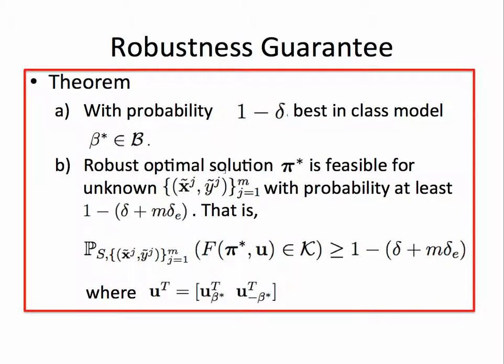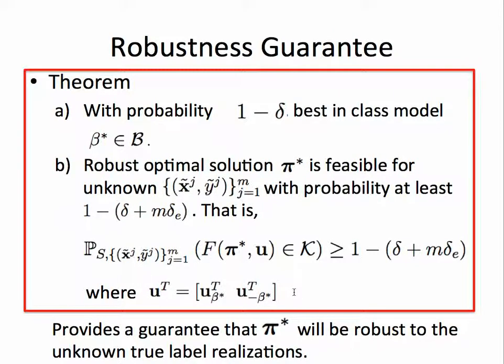Now, the robust optimal solution pi star is feasible for the unknown feature vector label pairs, 1 to m, with probability at least 1 minus delta plus m delta e. That is, with high probability, our robust optimal solution is feasible for the true labels of the future feature vectors. Thus, we provide a guarantee that pi star will be robust to the unknown true label realizations.